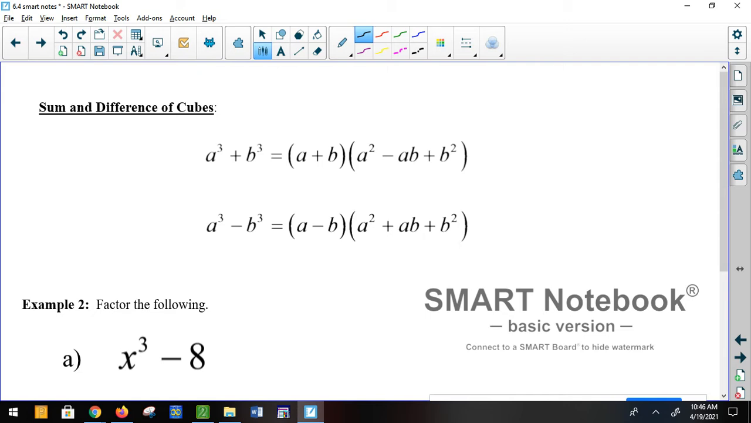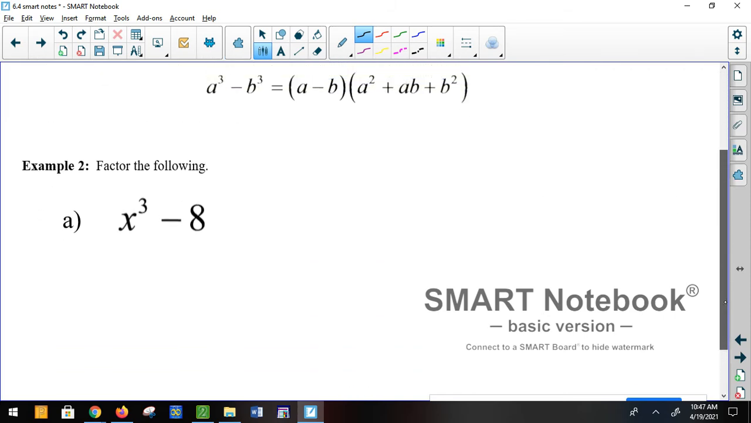If a cubed is the cube number, a is its cube root. And if b cubed is the cube number, b is its cube root. And then a squared would just be the cube root squared. ab is the two multiplied together, and then b squared is the cube root of b squared. And if you look at the difference of cubes, it is the exact same terms. It's just that there's a minus here instead of plus, and a plus here instead of minus.